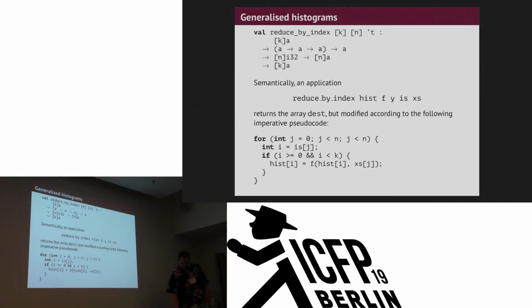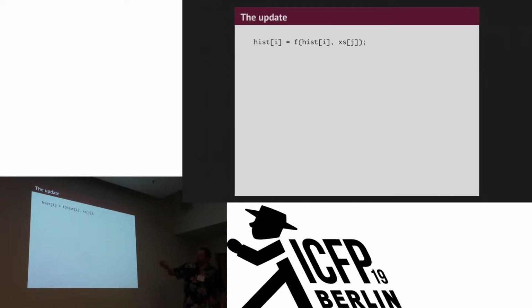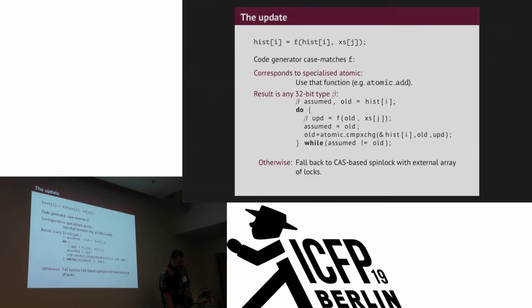Now, the nice thing is that this histogram update here, where we perform an in-place update to an array, can now be implemented using atomic operations. And in our code generator, we look at what f looks like statically. And if f corresponds to something that has a dedicated atomic operation, like an integer addition or an integer minus, or a small list of things that have specialized functions, then we use those functions. And that's the best case. Those are the most efficient.